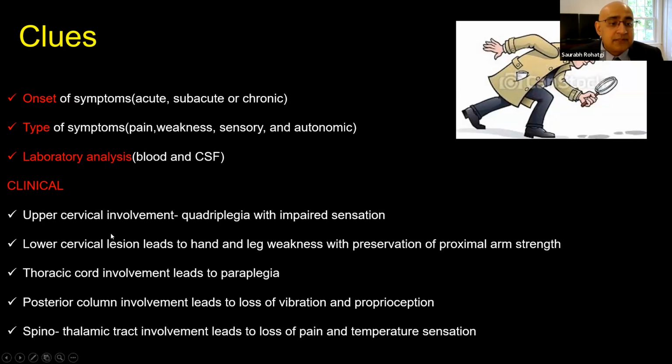Clinically, see if there's upper cervical cord involvement, quadriplegia, but impaired sensation. A lower cervical cord lesion may lead to hand and leg weakness. Thoracic cord involvement leads to paraplegia. Think of posterior column involvement if there's loss of vibration and proprioception, and spinothalamic if there's loss of pain and temperature.